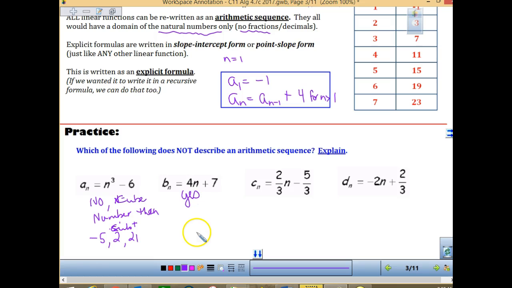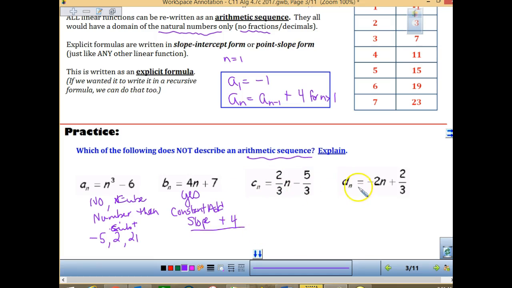This could be a yes. Why? What's the constant addition? What is our constant number that we are adding? What's our slope? 4. Slope is 4. We are adding 4 each time. So if you have an equation in slope-intercept form or point-slope form, it's linear. Linear means x is to what power? 1. x is to the first. If you have x to the first and you have something times it, it is going to be arithmetic because you have a constant slope.